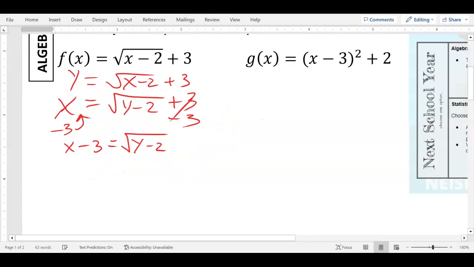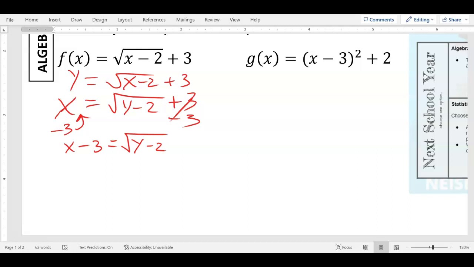Do I get rid of the 2 or the square root? Okay, square root first because the 2 is inside. It's being messed with. We got to get rid of that square root on the outside first. The opposite of square root is squared. Okay, so I have to square both sides.